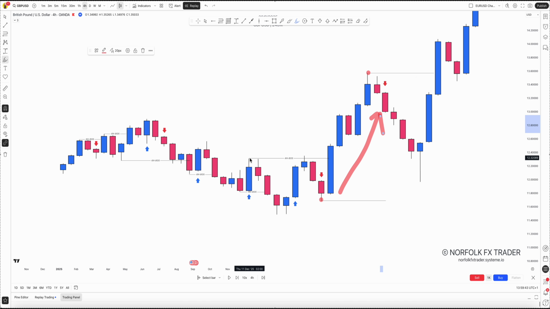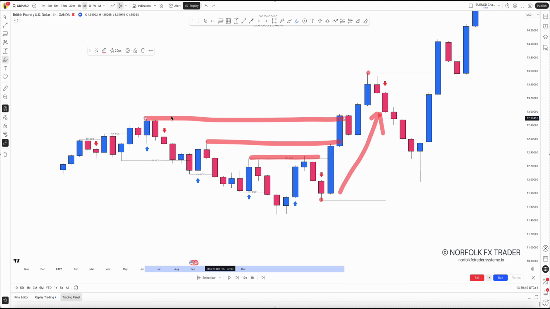Not only have we just shifted structure through this level, we also took the previous high here and the original high here. So imagine this as your Asian range in the market. This is then potentially your London open, and we see the momentum to the upside. And that is what you're going to see very, very often in the markets.